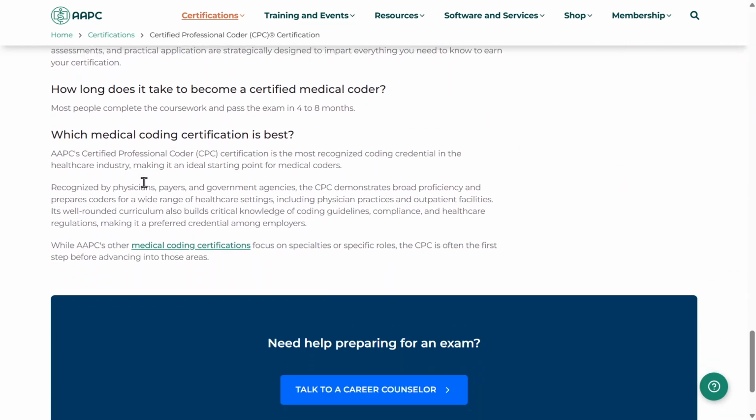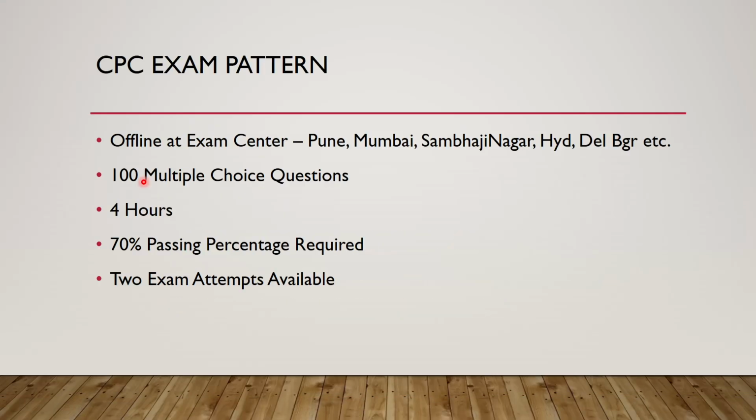Okay, so here we will see what is the CPC exam pattern. So it is an offline exam center exam. Okay, so you have to go to the exam center to take this examination. There are different exam centers, in major cities like Hyderabad, Chennai, Bangalore, Noida, Delhi, Indore, I guess. So in Maharashtra they have the exam centers at Pune, Mumbai and Sambhajinagar. Okay, these are the three locations available in Maharashtra.